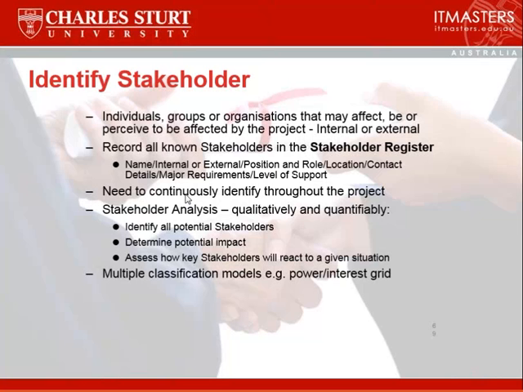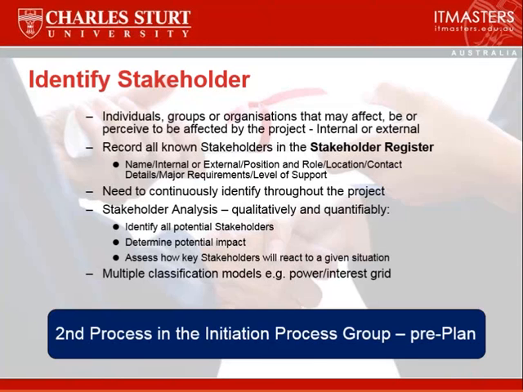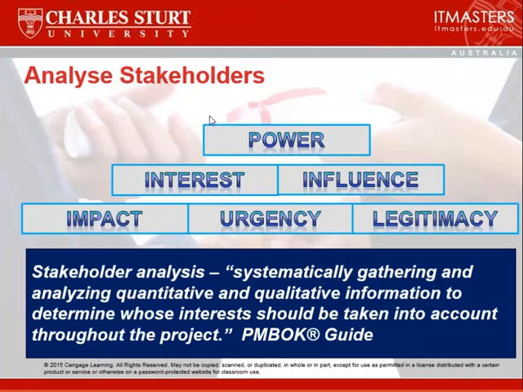You need to do an analysis of your stakeholders, and that can be done quantitatively and qualitatively. Having identified all the potential, we determine their impact on the project. We assess how the stakeholders react in a given situation, and we classify stakeholders in different ways. One of these is using a power interest grid. The various types of ways we can identify stakeholders by their power, their interest, their influence, their impact, their urgency, legitimacy, etc. These are all ways of identifying and recognizing stakeholders and prioritizing them.